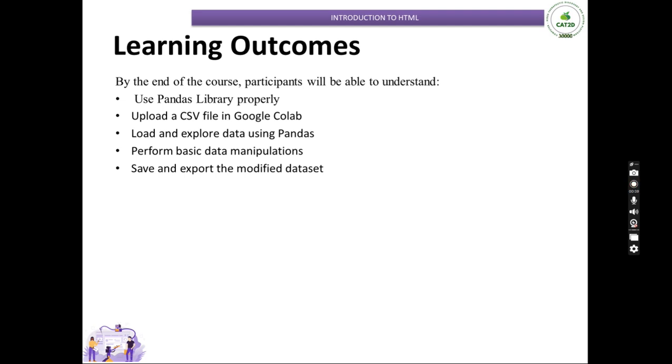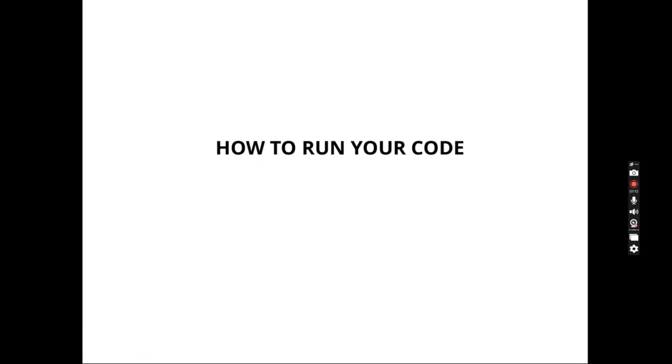By the end of this course, we should be able to use the Pandas library properly, upload a file via Google Colab by writing code to help us upload the CSV file. CSV means comma separated value. Then we should be able to load and explore the data uploaded from the CSV file. We should be able to manipulate some data on it. Then we should be able to save and export back to CSV, or CSV file for Excel sheets.